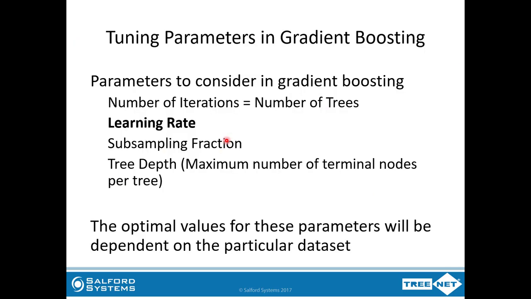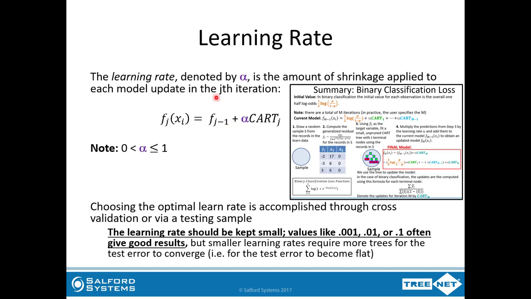Okay, so another parameter to consider is the learning rate. The learning rate, which here is just denoted by alpha, which we can see here. Remember, this is just the amount of shrinkage applied to each model update in the jth iteration. So here, it's actually in step 4. Remember, the learning rate was just that small number. Sometimes you'll see that the learning rate is referred to as the shrinkage. It's between 0 and 1, and the closer to 0, the more shrinkage you have of the model updates.